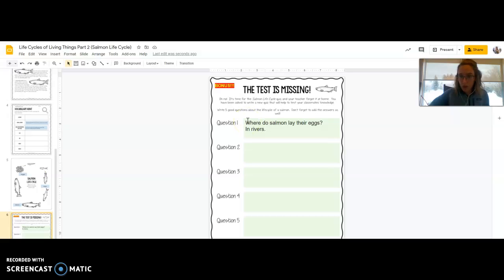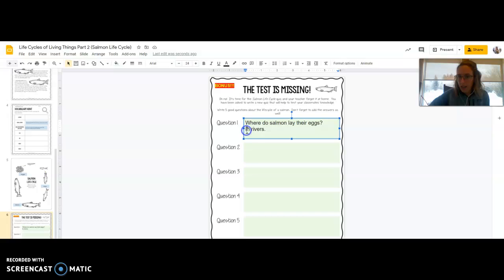So this is my example. Where do salmon lay their eggs? Here's my question. Here's my answer in reverse. Okay, if you want to do this, great. If you want to just do one, that's fine. If you want to do all 5, great.